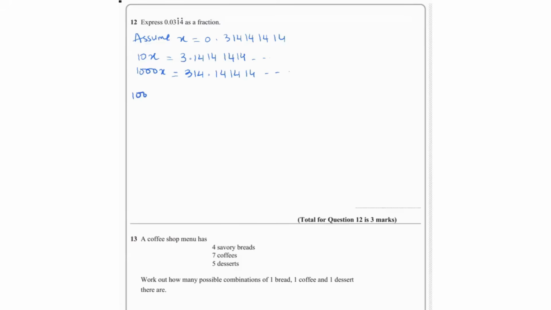So now, next what we do is we subtract 1000x and 10x. That's going to be 314.14 recurring minus 3.14 recurring. When we subtract them, this side becomes 990x, and this one does not have a decimal anymore. It's a whole number, which is 311. Everything after the decimal is getting eliminated. What's left is the number before the decimal. So now x is going to be 311 divided by 990. And we cannot further simplify it, so it remains as it is. This is your recurring decimal as a fraction.